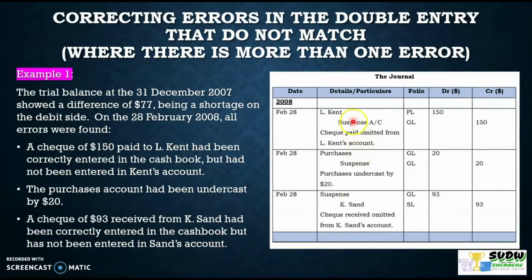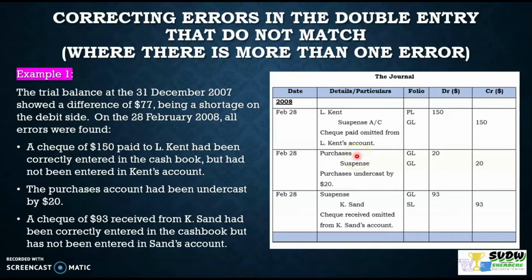So for the first one, where we made a payment to Ken, because Ken is a creditor, we would have definitely debited his account in the first place. We didn't do that, so we're going to go ahead and debit his account in the purchase ledger with the $150. And seeing that it is the only account that was missing, we would definitely put the other entry into the suspense account on the credit side in the general ledger. Check paid omitted from Elken's account.